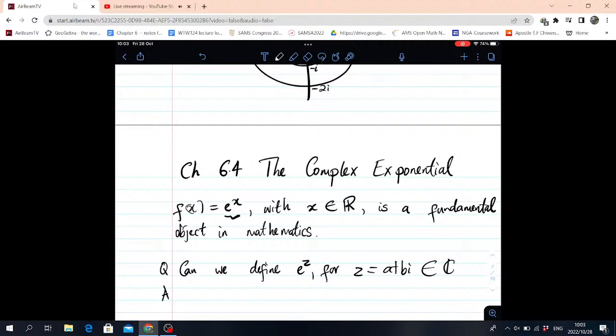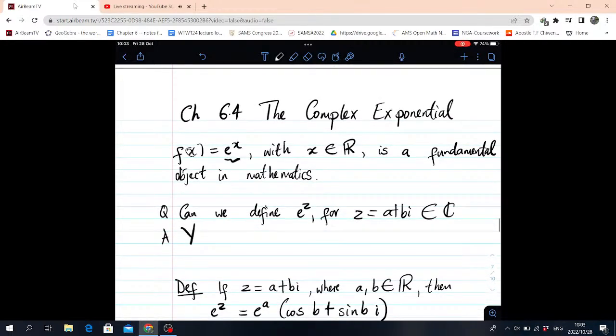We have seen it come in different shapes and forms. And the question is, can we also define e to the z, where z is a complex number? And the answer here is yes, we can. And so for the most part, we'll just be looking at how to deal with these new objects that we have, e to the complex number. So how do we define it?